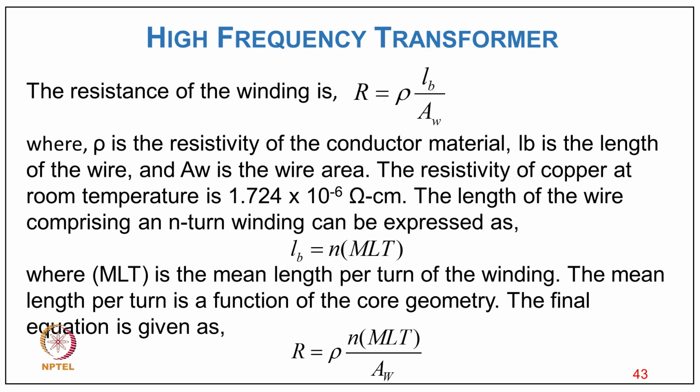The resistance of the winding is R equal to rho L_B upon A_W, where rho is the resistivity of the conducting material, L_B is the length of the wire, and A_W is the wire area. The resistivity of copper at room temperature is 1.724 times 10 power minus 6 ohm centimeter. The length of the wire comprising an N turn winding can be expressed as L_B equal to N times MLT, where MLT is the mean length per turn of the winding, and the mean turn is a function of core geometry. So the final equation is R equal to rho N MLT upon A_W.